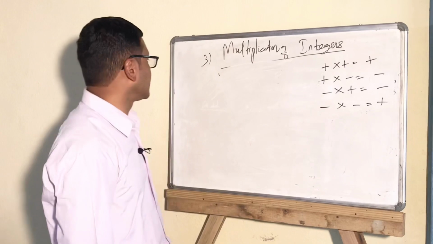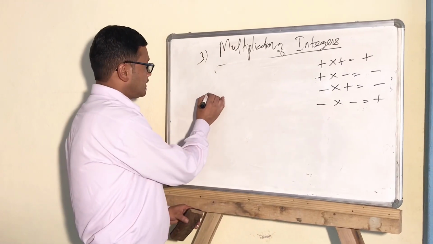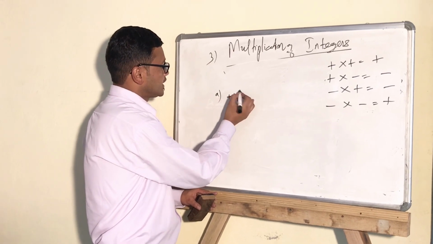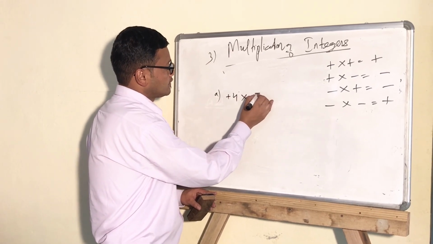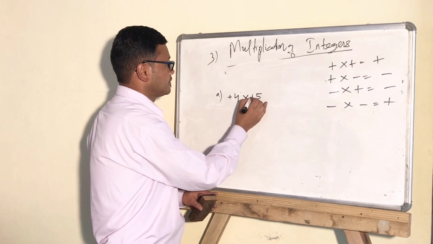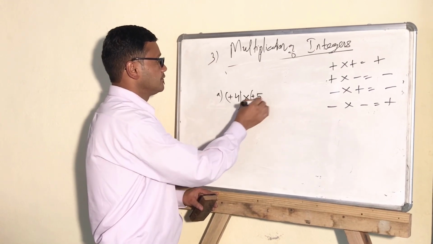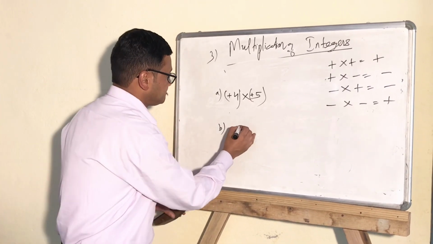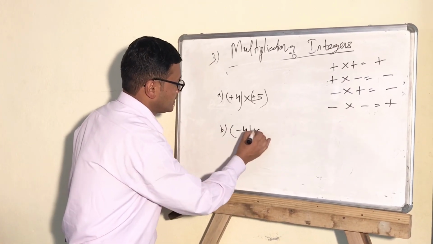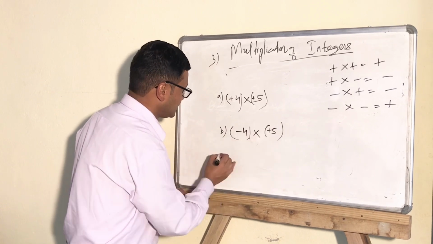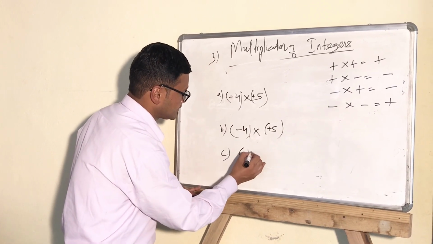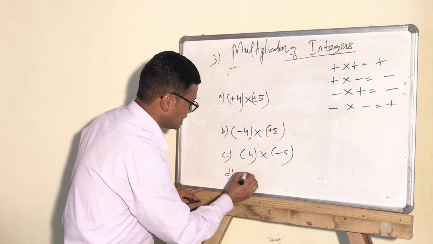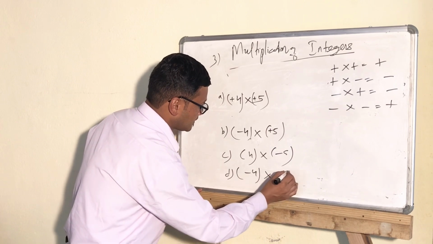Now I'll give you a few examples. A: plus 4 into plus 5. You can put the bracket, no problem. B: minus 4 into plus 5, then C: 4 into minus 5, then D: minus 4 into minus 5.